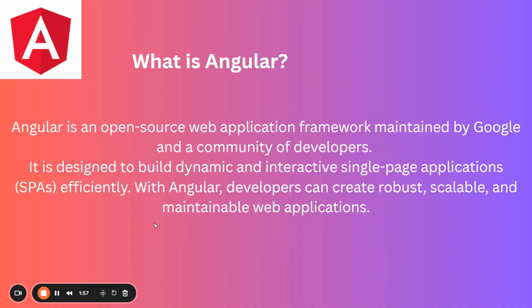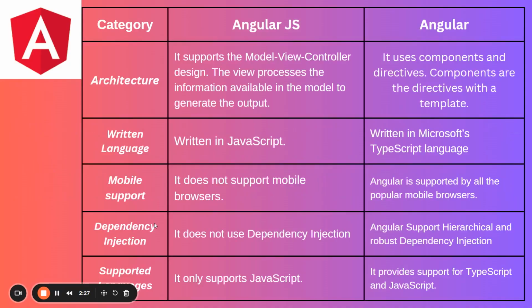Okay, so it is designed to build dynamic and interactive single-page applications efficiently. For which purpose is it designed? It is designed to build or develop dynamic and interactive single-page applications. With Angular, developers can create robust, scalable, and maintainable web applications. Okay, so next we have to understand what the differences are between AngularJS and Angular.